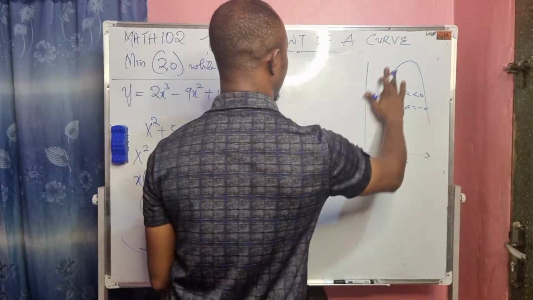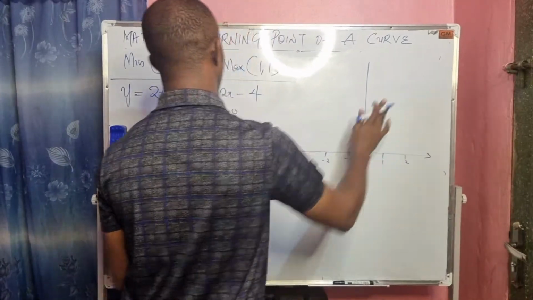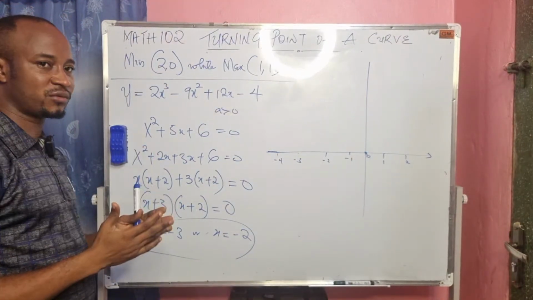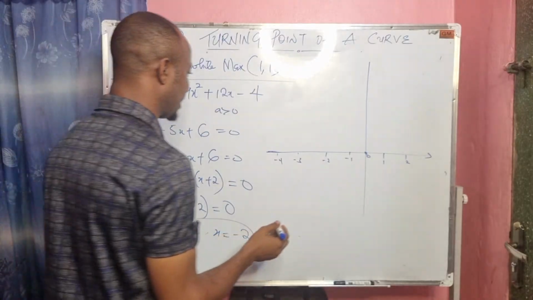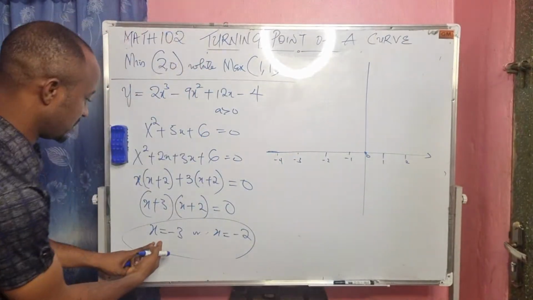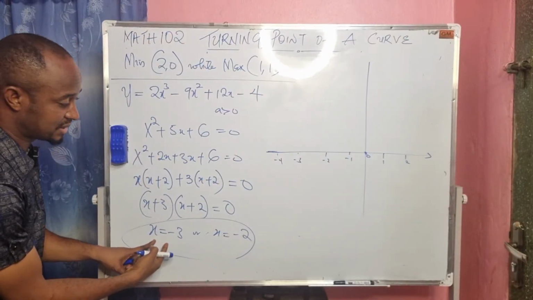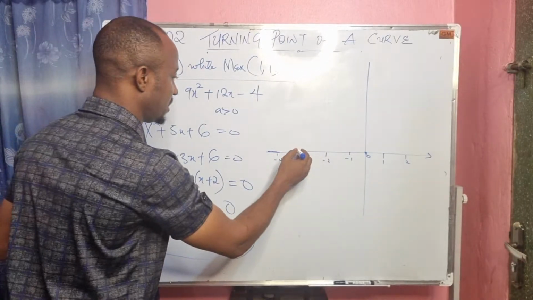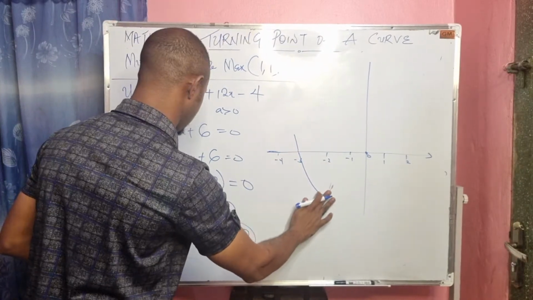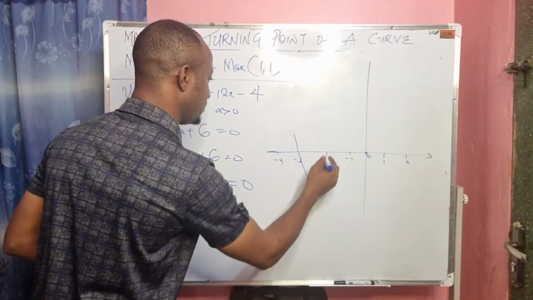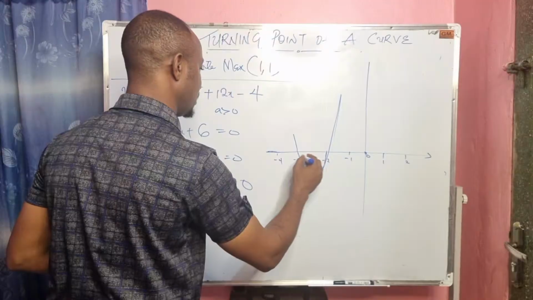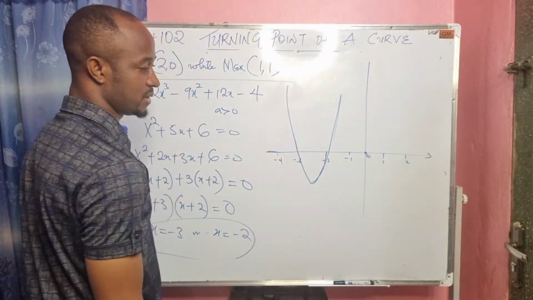So knowing that the coefficient of x squared is positive, the curve will have to open upward. For that to happen, it must cross at x equals minus 3 and minus 2 in this pattern. The curve must come this way.